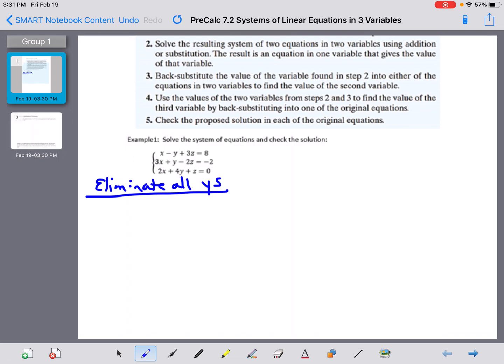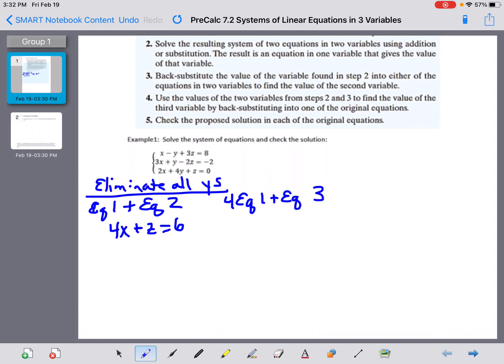So the first time, I'm just going to take equation 1 and add it to equation 2, because they're already lined up to eliminate. So x plus 3x is 4x. Negative y plus y cancels. 3z plus negative 2z is plus z. And 8 plus negative 2 is 6. Okay, so I used equation 1 and I used equation 2. I must use equation 3 this time, and I have a 4y. So I'm going to choose to take my equation 1 and multiply by 4, and then add it to equation 3. And that means that I'll have used every equation at least once.